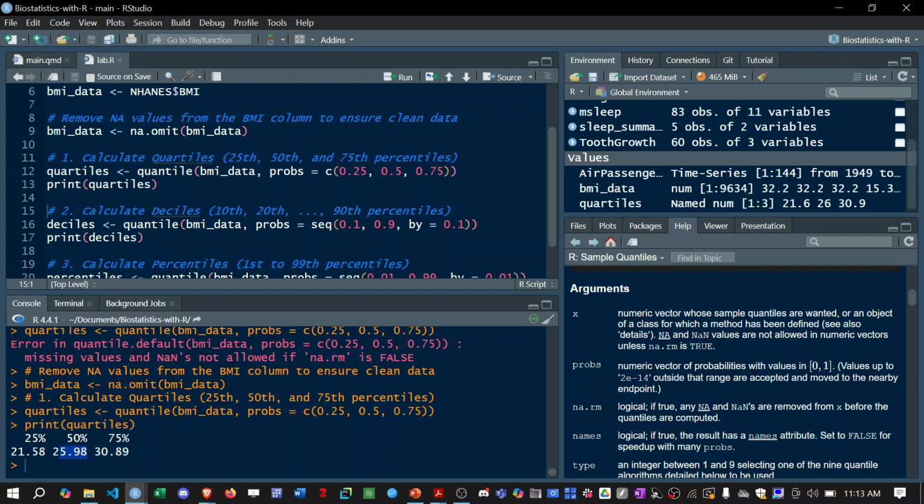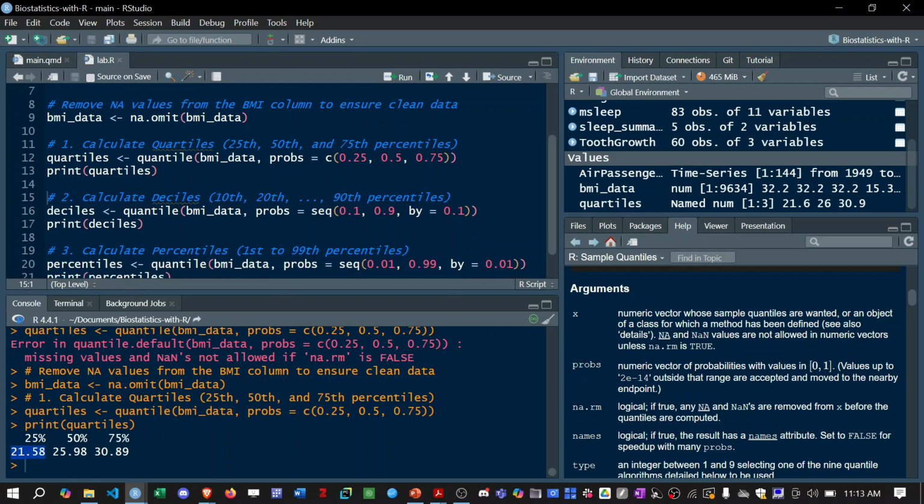Anybody with a value above this but below this falls in the third quartile group. That is BMI. Anybody with a value below this but above this falls in the second quartile group. But anybody with a BMI value below this falls in the first quartile group. So you can know which group.